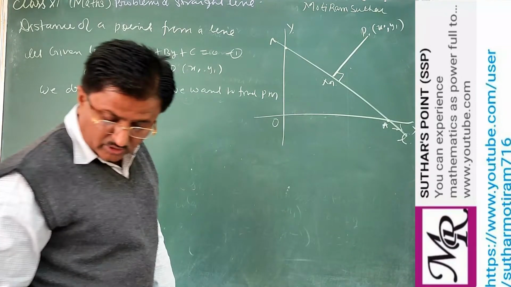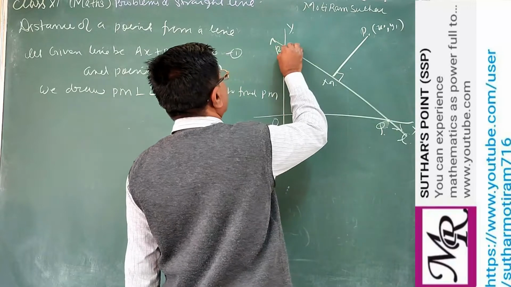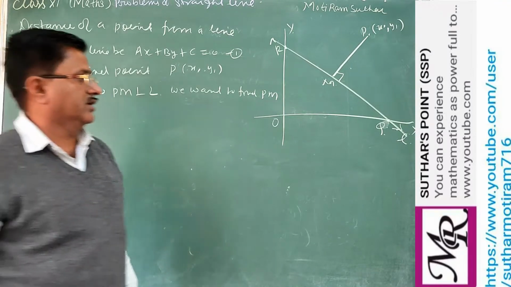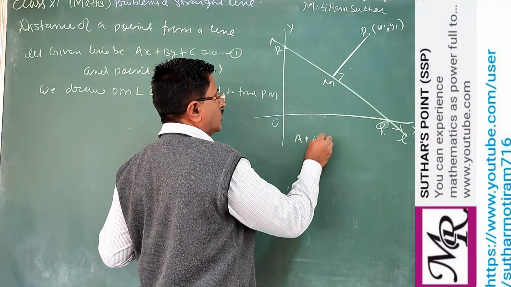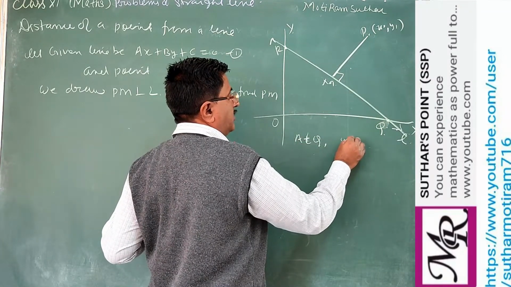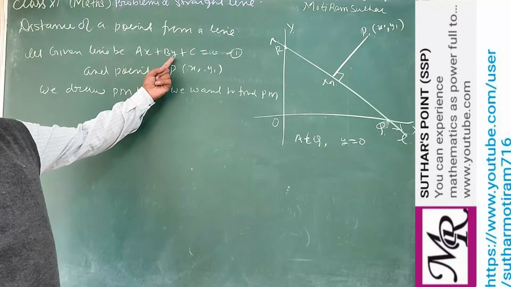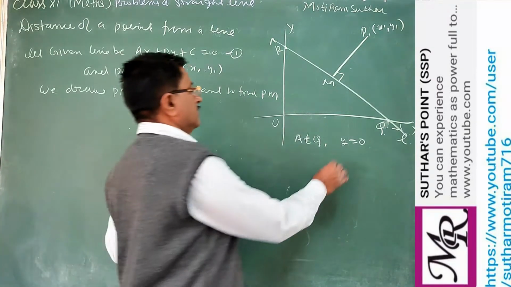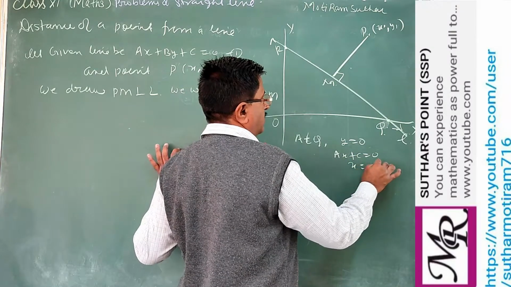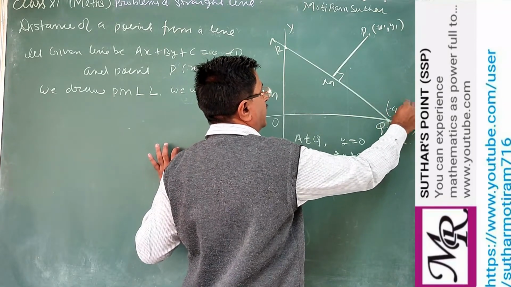Now dear students, see, as this line L is intersecting the coordinate axes, suppose these points are Q and R. Can we find the coordinates of the points Q and R? At the point Q, it is intersecting the x-axis, so the y coordinate will be 0. In this equation, if you put y equal to 0, then we get ax plus c equal to 0, x equal to minus c by a. So the coordinates of Q will be minus c by a, 0.